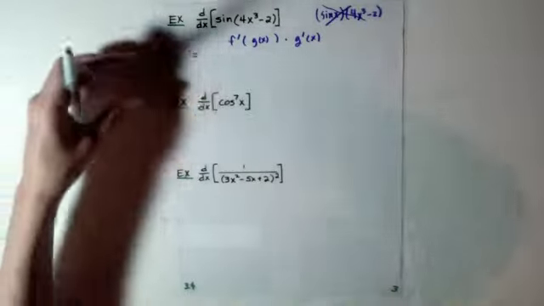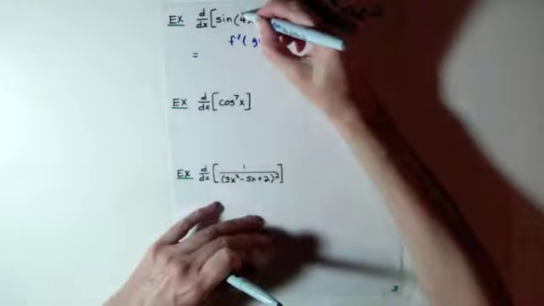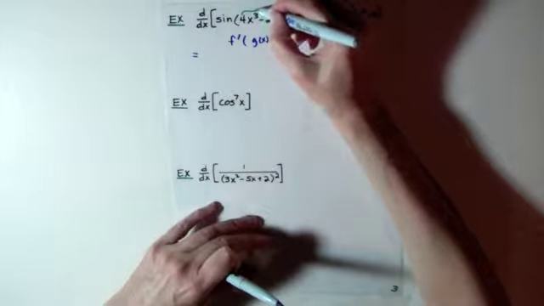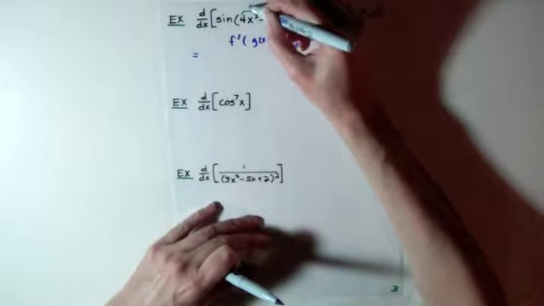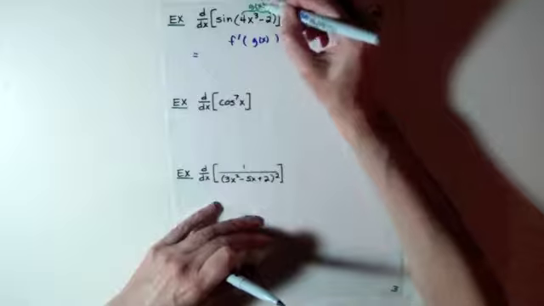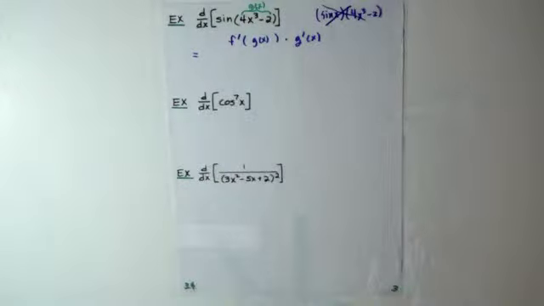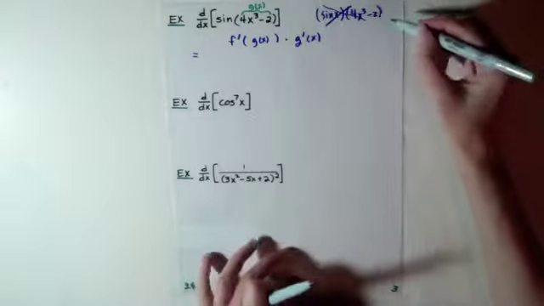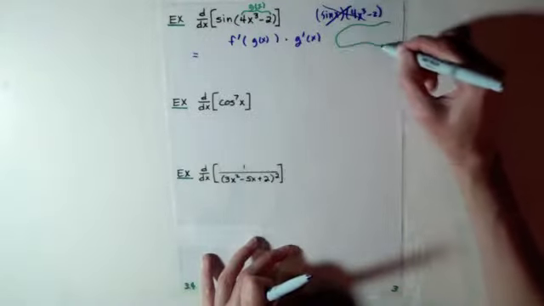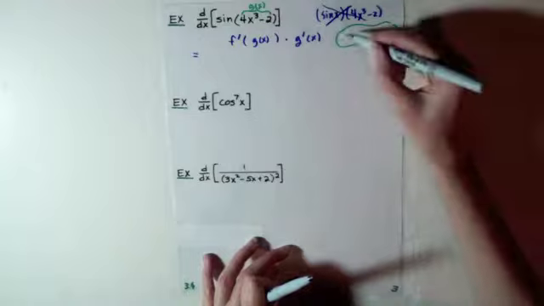Okay, let's try this together. So my inner function is what's inside the parentheses here. This is my g of x. G of x is 4x cubed minus 2. If that's my inner function, what must my outer function be? And again, this is something that you can just think in your head. You don't have to write it down.